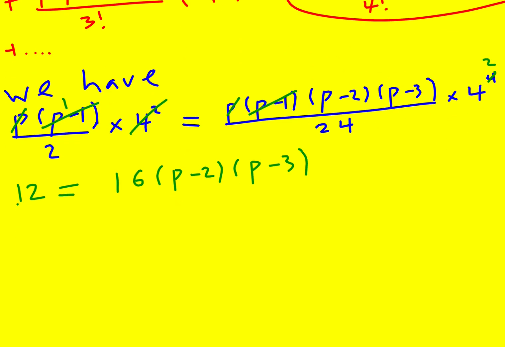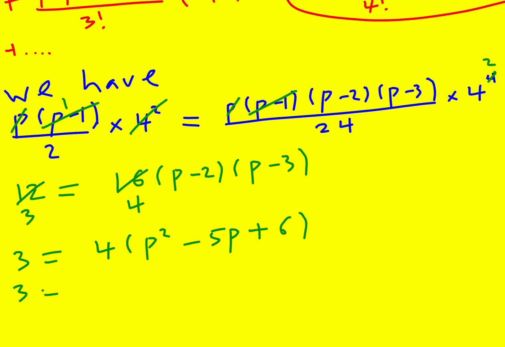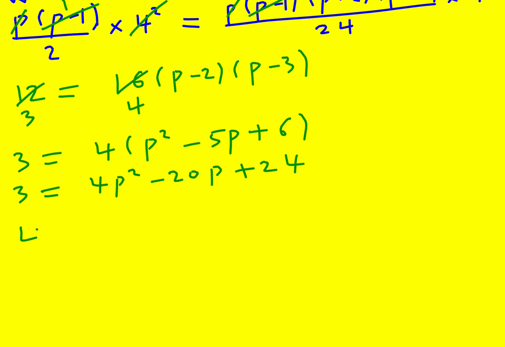Divide through by 4 again. 3 here, 4 here. Okay, not going to rush this. Finally, we've got a quadratic equation to solve. We can set it equal to 0.